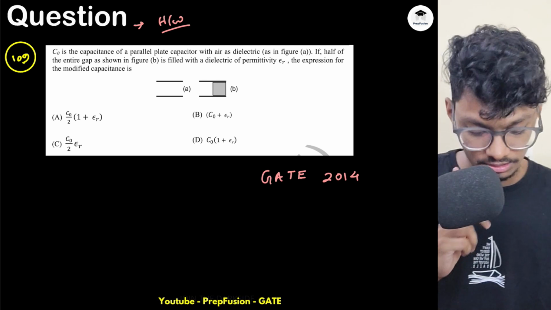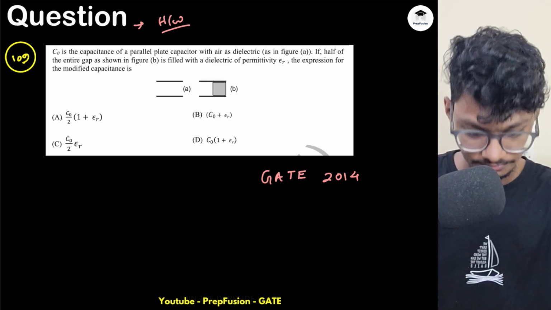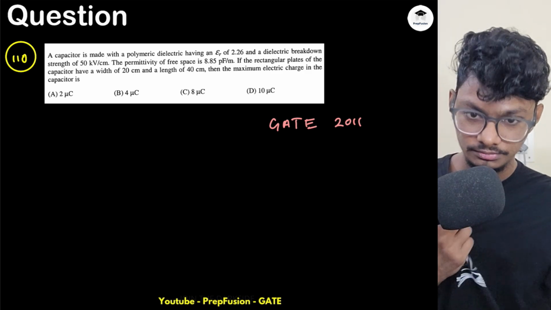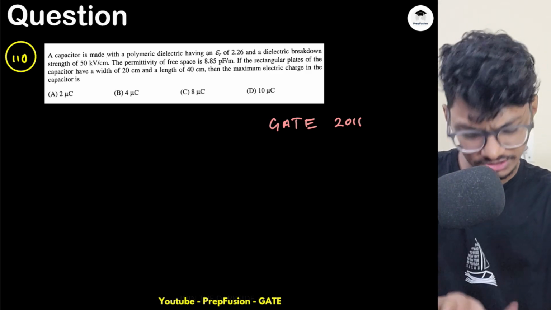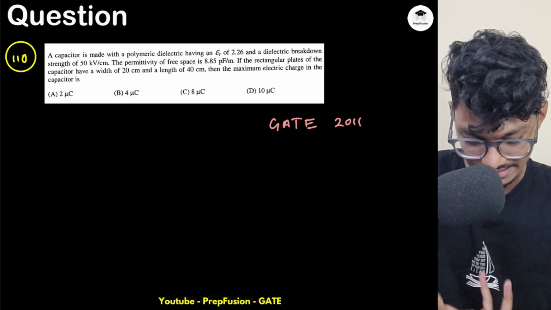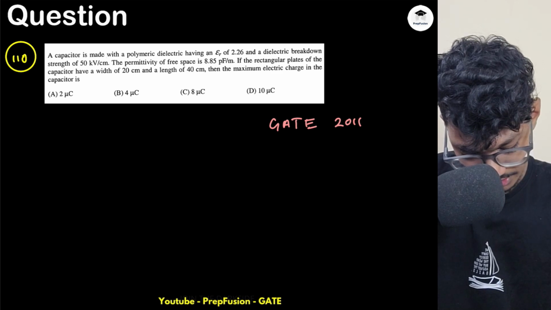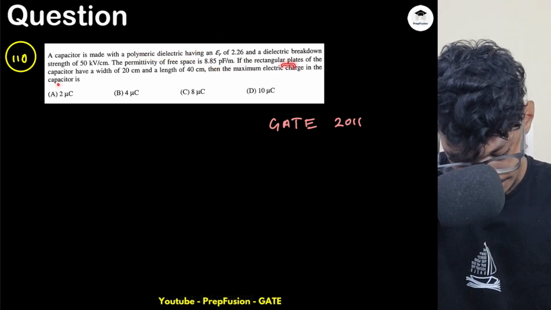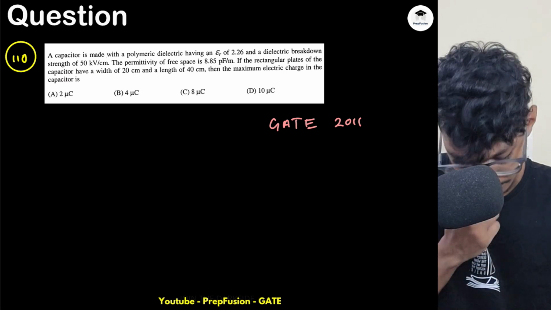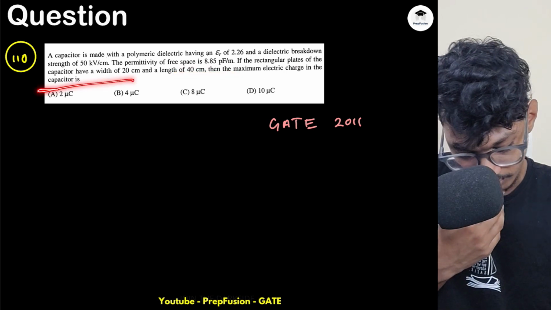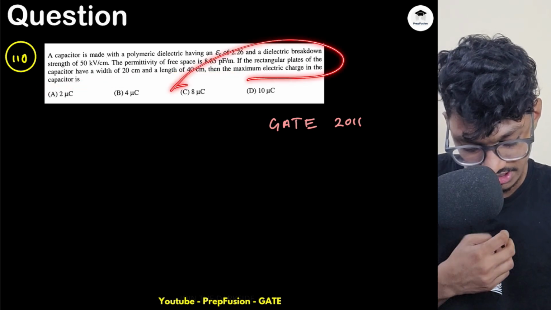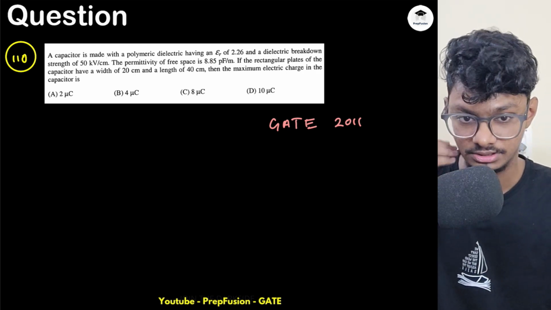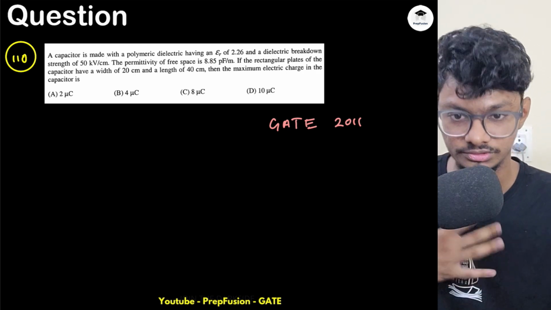Now let's come to the other question. Okay, this question is actually pretty good. Okay, this question is also not that interesting, because it's the same thing only. A capacitor is made of a metal dielectric having epsilon r equal to this, with a dielectric strength of 50 kilovolt per centimeter. The permittivity of free space is this. The rectangular plates have this length. Find the maximum electric charge in the capacitor. So I will solve this question because this is pretty simple, but I haven't yet solved these types of questions in front of you, so I will solve it.